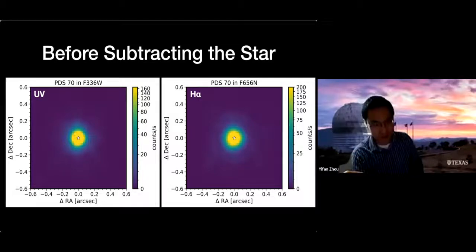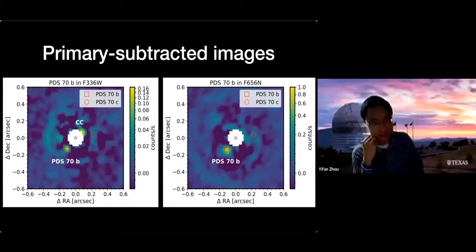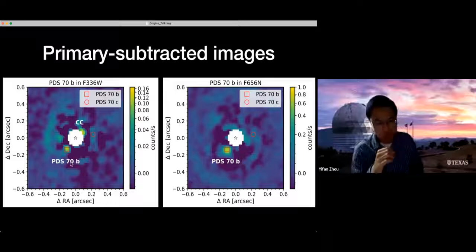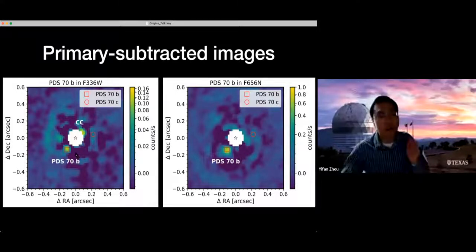You basically will see two very boring point source images, one in UV, one in H-alpha. Without any post-processing, you only see the signal from the star. But after applying the method I mentioned before, you now see at the bottom left corner of the star, there is a point source popped out.